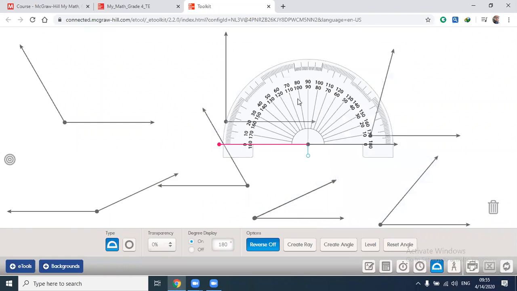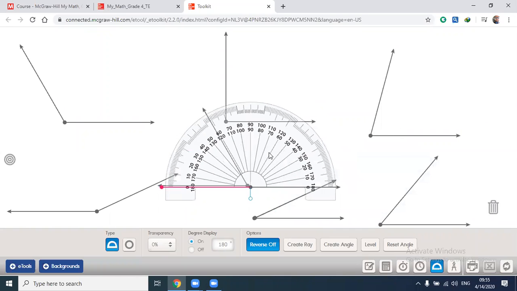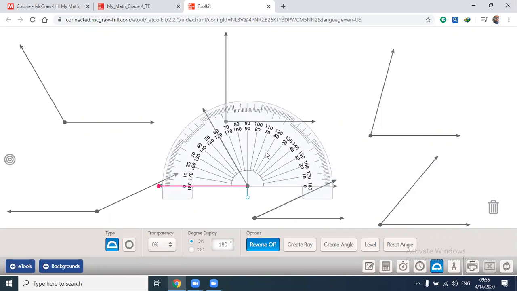Just place the center of your protractor at the vertex of the angle, and place the 0 line on one of the rays of the angle. So I can count from this 0, not from the other 0. See, from this 0, count until you reach the other ray: 0, 10, 20, 30, 40, 50, 60. So the measure of this angle will be 60.